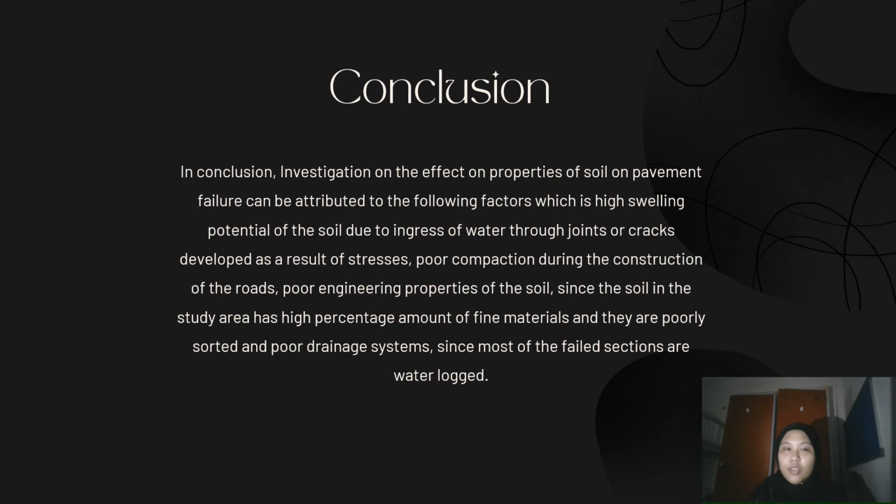In conclusion, the investigation on the effect of properties of the soil on pavement failure can be attributed to the following factors: high swelling potential of the soil due to ingress of water through joints or cracks developed as a result of stresses, poor compaction during the construction of the roads, poor engineering properties of the soil since the soil in the study area has a percentage amount of materials that are poorly sorted, and poor drainage system since most of the field sections are waterlogged.